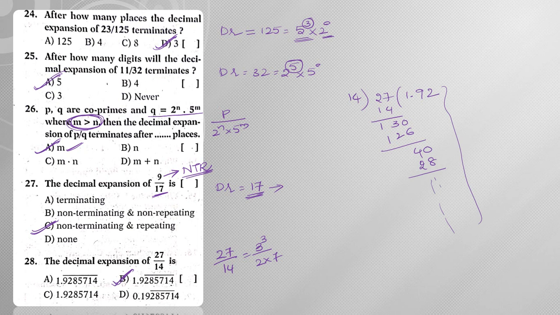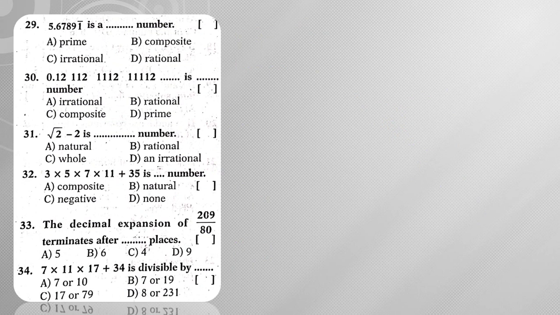Next, moving on to question number 29, 5.67891 with a bar only on 1. Whenever you have a bar, it is a non-terminating repeating decimal. If it is a non-terminating repeating decimal, that means it is a rational number. Hence option D will be my answer.